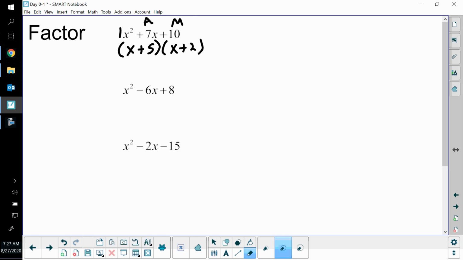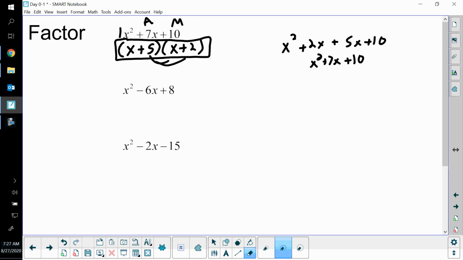Now if you ever wanted to check your answer, you could just multiply it out. You could FOIL it out. So distribute the x to each, we would get x squared plus 2x. Distribute the 5 to each, we would get 5x plus 10. And combining like terms would give us x squared plus 7x plus 10. So that's just your check. This would be our answer here. These are our factors. Factor means written in a way where things are being multiplied together.